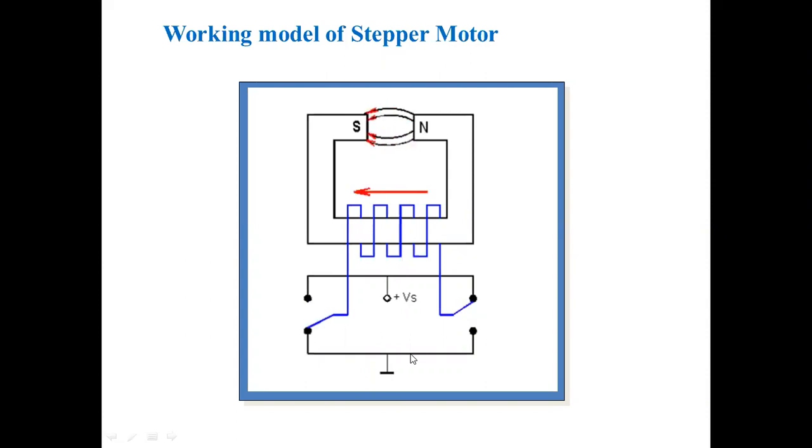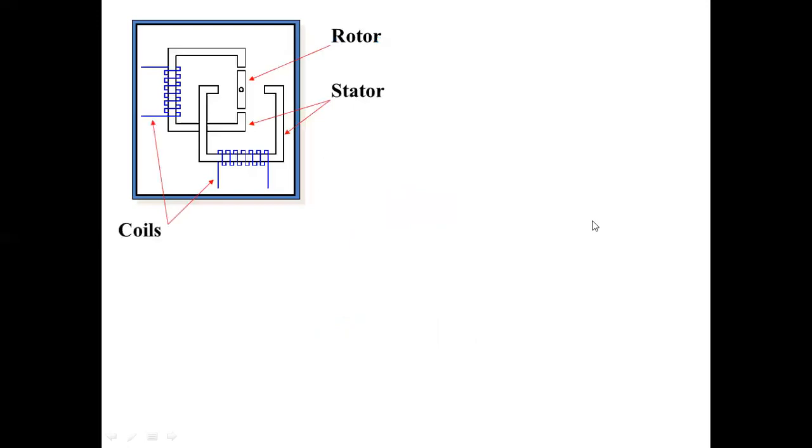Therefore, with the polarity of the magnetic poles changing, at the same time the rotor direction is also changing. Rotor rotation is also changing. This is nothing but the working model of a stepper motor.